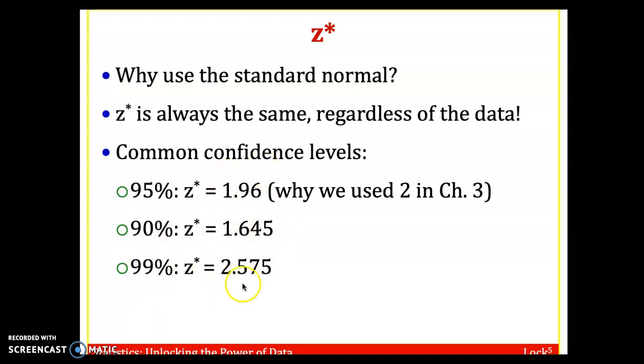I've had students ask, do they need to memorize these? I say no. You always have at least a page of notes you can bring to a test. Or if you forget, be able to use StatKey or another normal calculator to figure out these Z-stars.